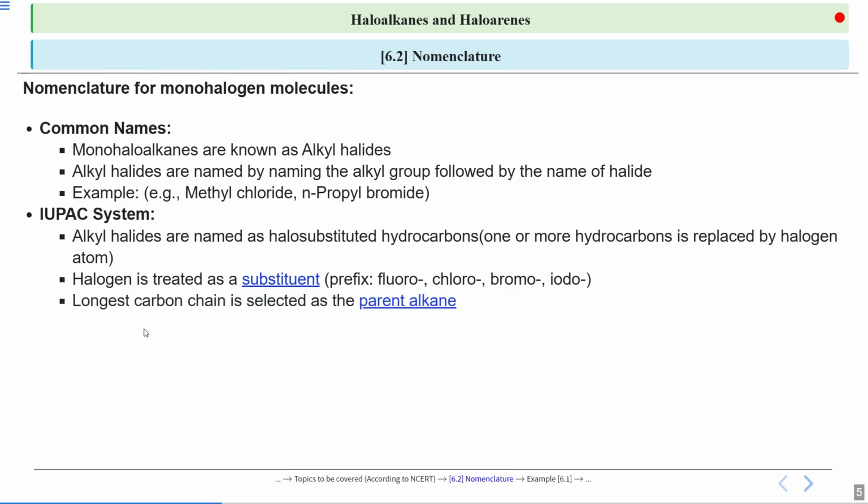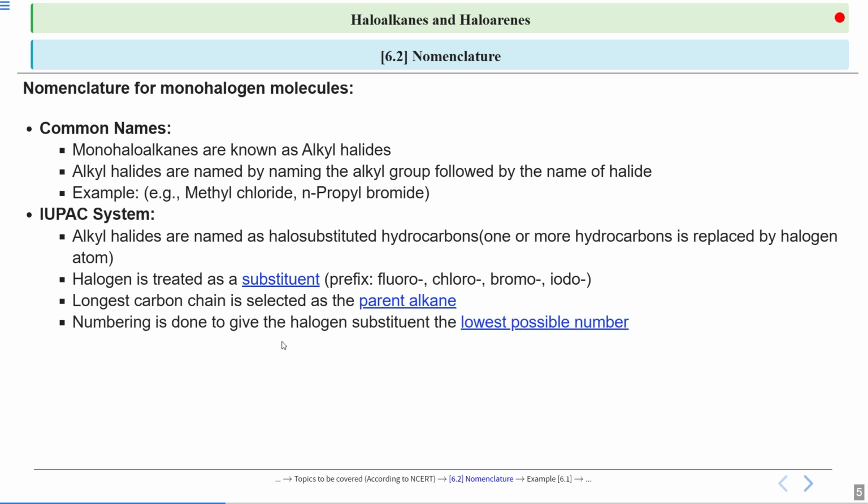The longest carbon chain is selected as the parent alkane. So in the IUPAC system, first we have to select the longest carbon chain existing in our structure, and that we treat as the parent alkane.